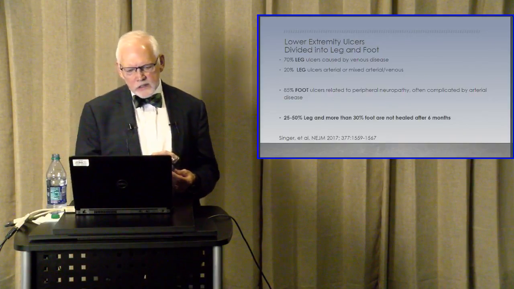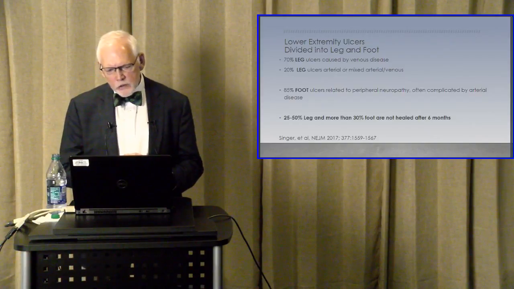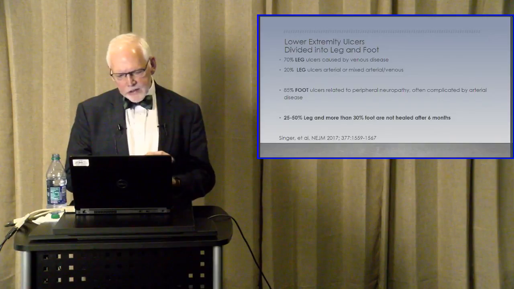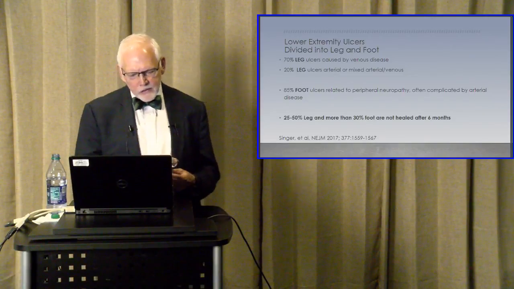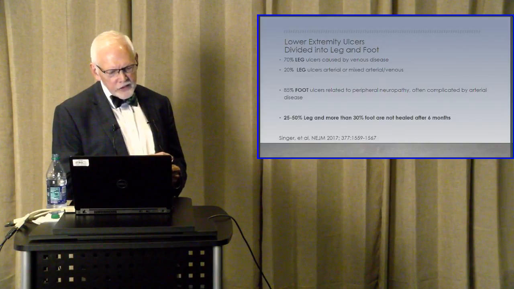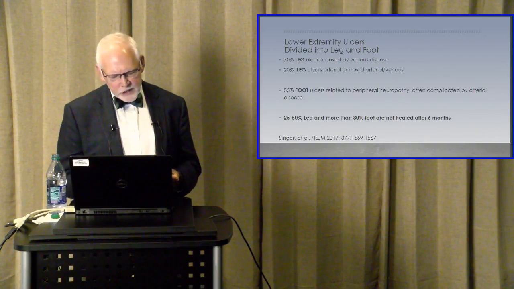So they make the point in that article that 70% of leg ulcers are venous etiology, 20% are mixed arterial and venous. And if you look at foot ulcers, 85% of those are related to peripheral neuropathy, often complicated by arterial disease. So again, a common factor with arterial disease. And 25–50% of leg ulcers and more than 30% of the foot ulcers are not healed after 6 months.